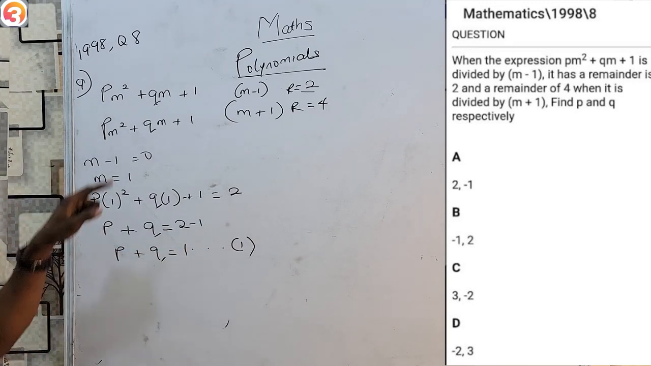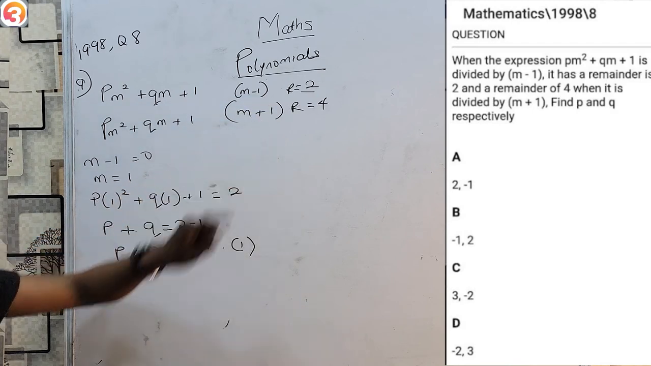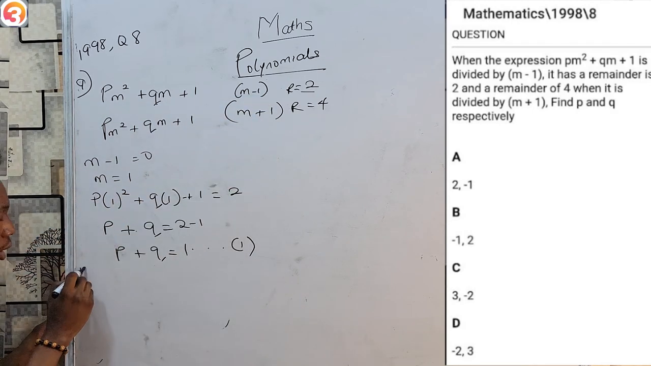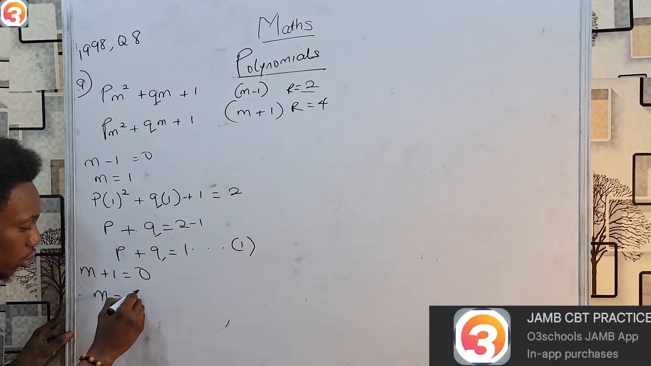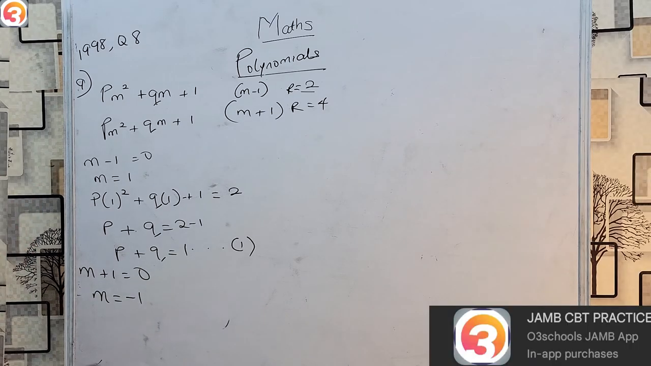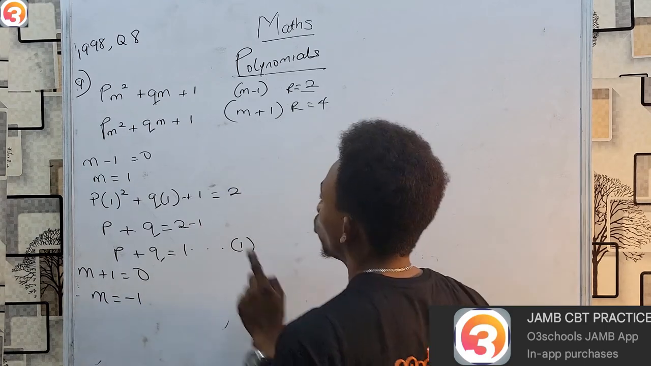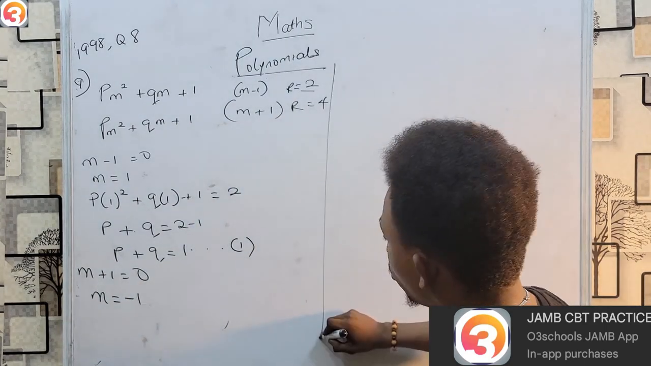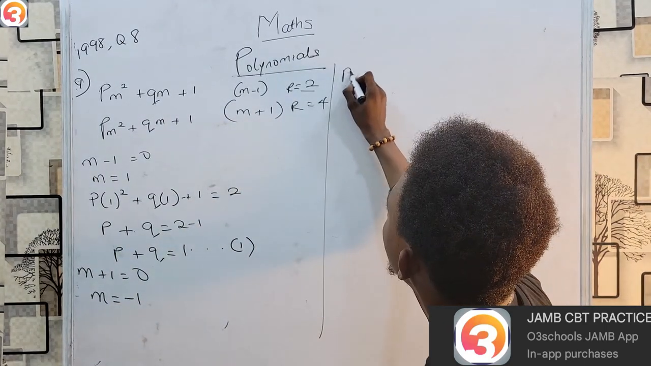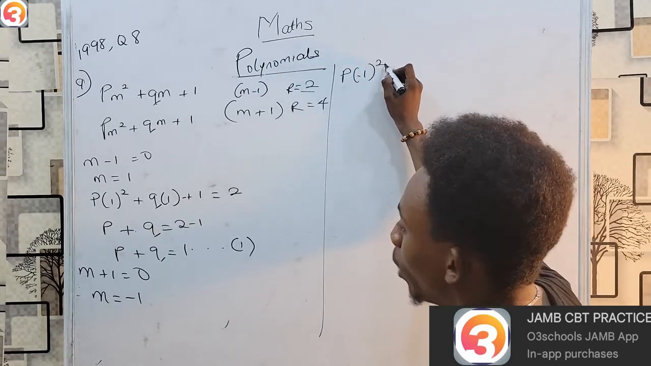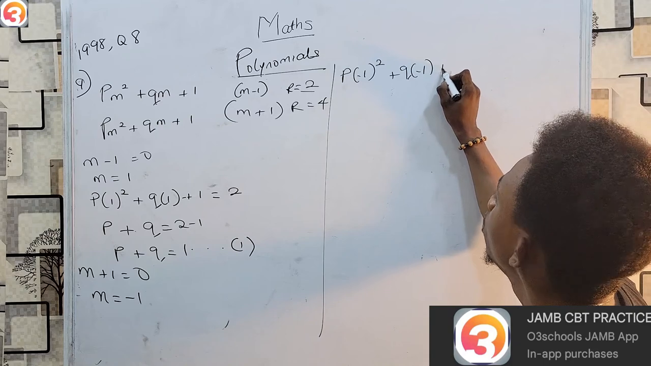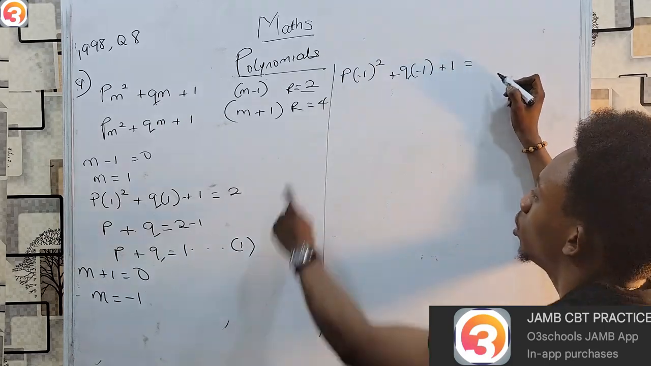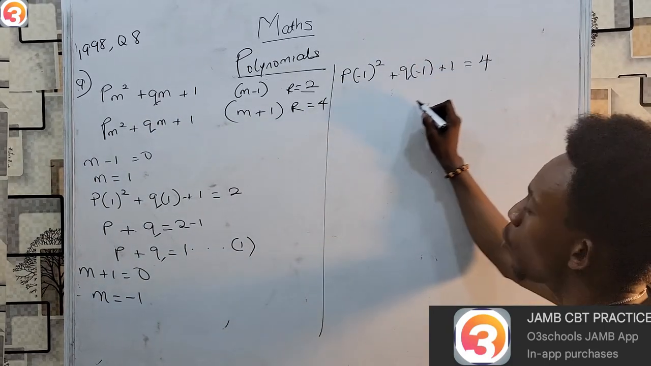Okay, so I'm done with m minus 1. Let's try m plus 1 now. m plus 1 equals 0, and therefore m must be equal to minus 1. And just like before, I'm going to put minus 1 into the expression. That gives me p times minus 1 squared plus q times minus 1 plus 1 equals the remainder, which is 4.